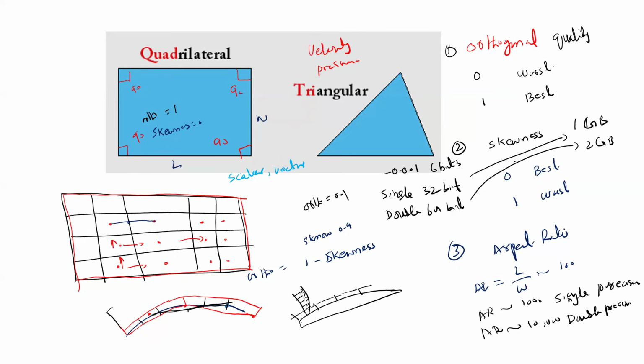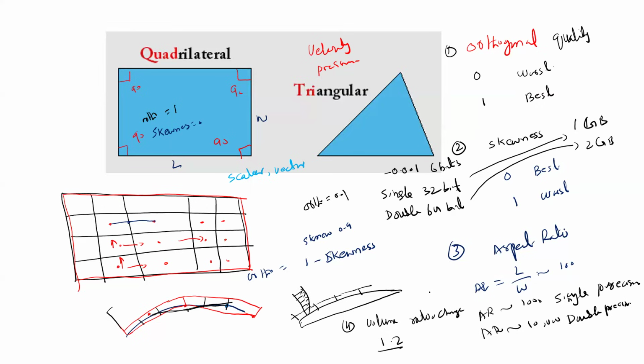Okay. So this aspect ratio and skewness, they define, and one more thing I will discuss here, they actually define the orthogonal quality. So orthogonal quality contains the skewness, aspect ratio, and the fourth thing is the volume ratio change. So this volume ratio change should not be more than 1.2.